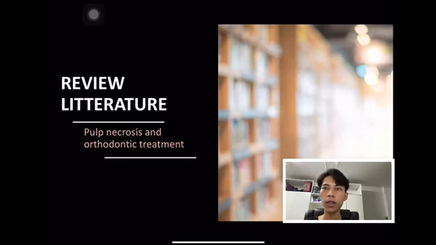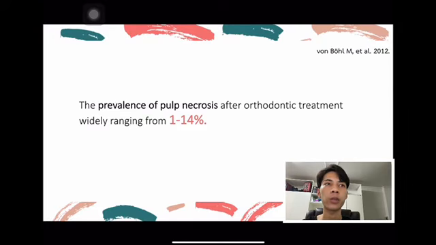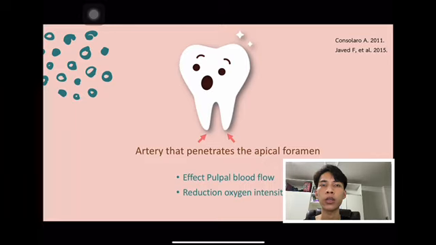And next is review of literature about pulp necrosis and orthodontic treatment. The prevalence of pulp necrosis after orthodontic treatment varies widely, ranging from 1 to 14%. From tooth anatomy, the dental pulp has only one blood source that penetrates from the apical foramen. Seldom is there vascular communication of the pulp through the radicular canal. So alteration of the apical foramen may affect pulpal blood flow. Reduction of pulpal blood flow affects pulp oxygen intensity and is harmful to the dental pulp.